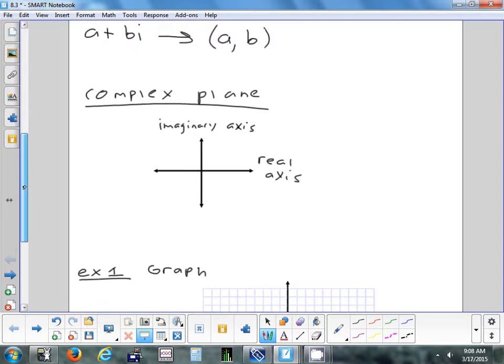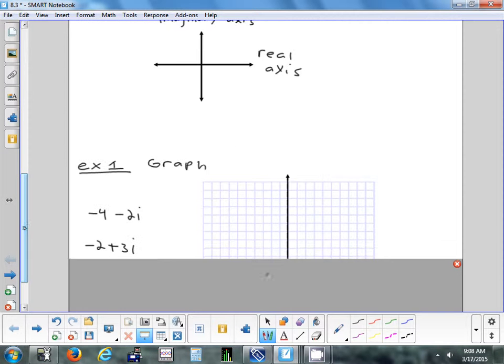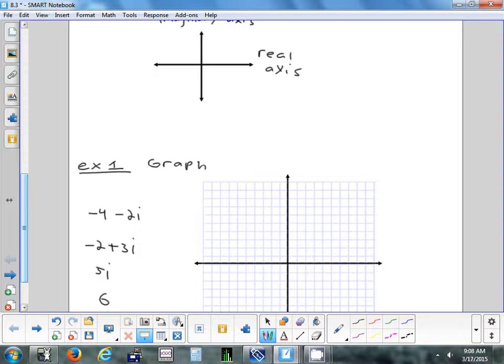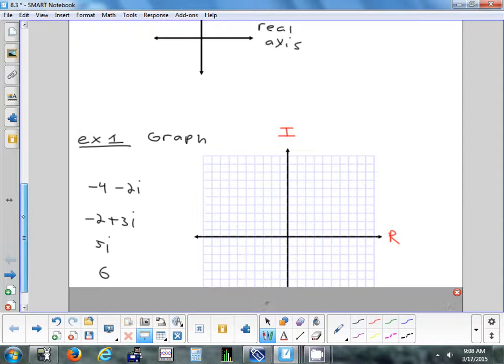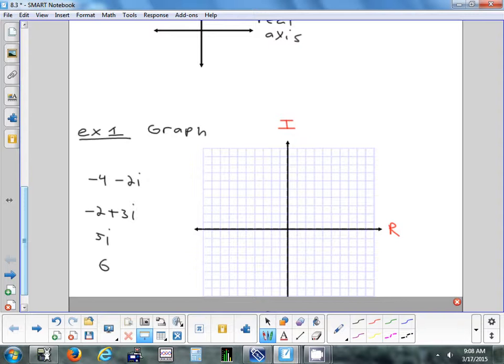Let's look at a few examples. Everybody have the complex plane? Which axis is which? You could just label it R and I if you wanted. Let's try graphing some of these points. Okay, let's start with -4 minus 2i. Okay, starting from the origin, how would I get to -4 minus 2i? Which directions would I go in?